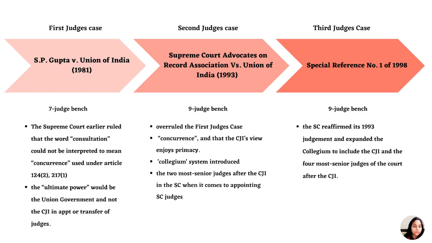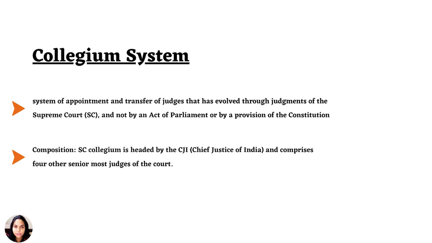So these are the three important cases relating to the Collegium system in India. Hence, the Collegium system, in the simplest sense, means the system of appointment and transfer of judges that has evolved through the judgments of the Supreme Court. Neither in the Constitution nor in any specific Act is there a provision that talks about the Collegium system. Now, what is the composition of the Collegium system? The Supreme Court Collegium is headed by the CJI and comprises four other senior-most judges of the court, as decided under the Third Judges Case.